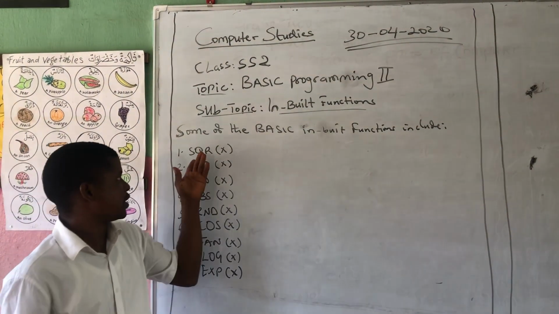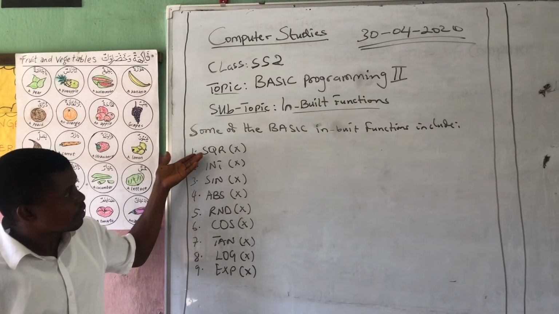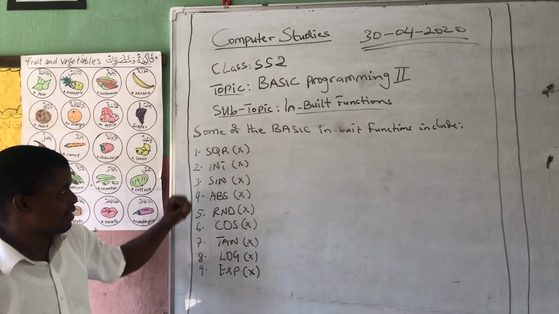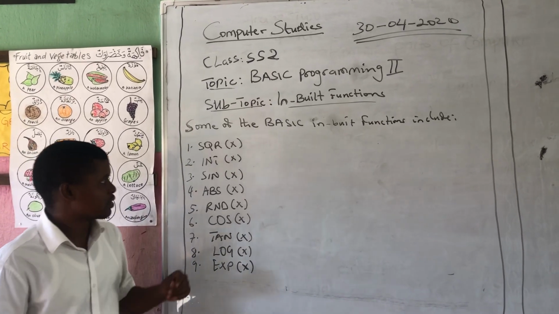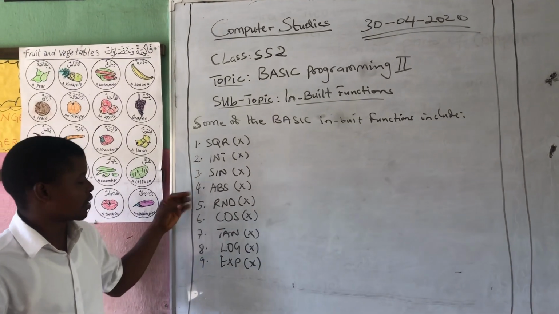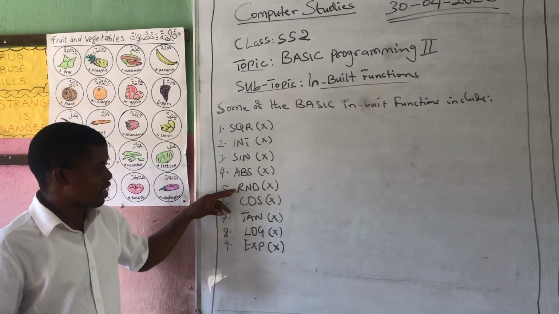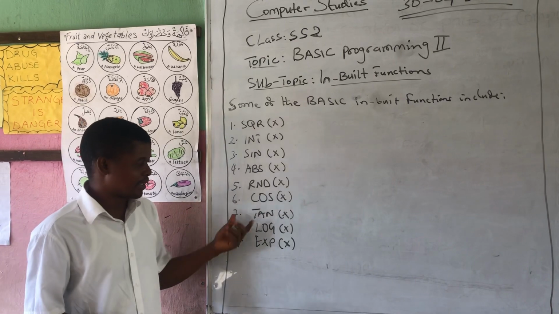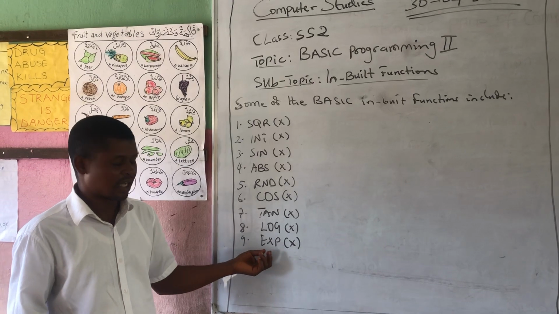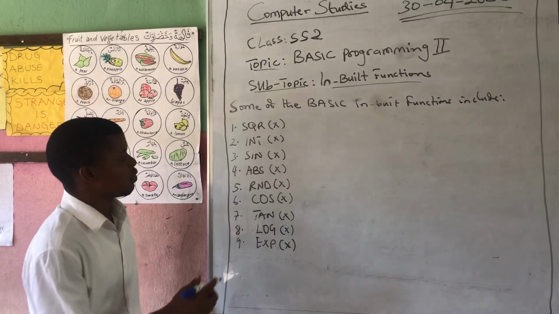That's the reason why you see the number one BASIC function here is the square root, but it is written in short SQR and it's written in capital letters. The second one is the INT, meaning integer, is also written in capital letters. This is the sine, the absolute value, the random value, the cosine, the tan, the log value of a particular integer, and then the exponential value of any given number. So we're going to be looking at this one after the other.